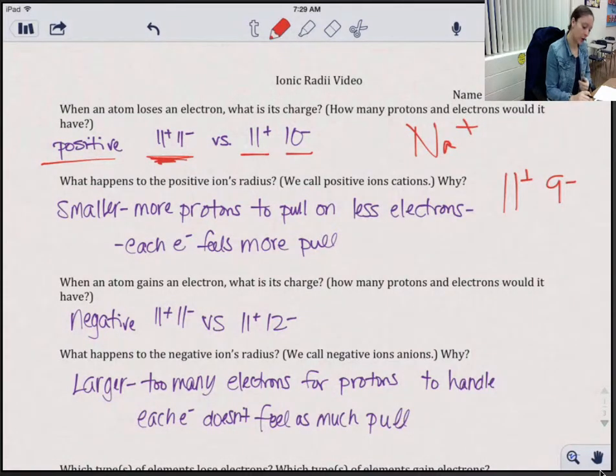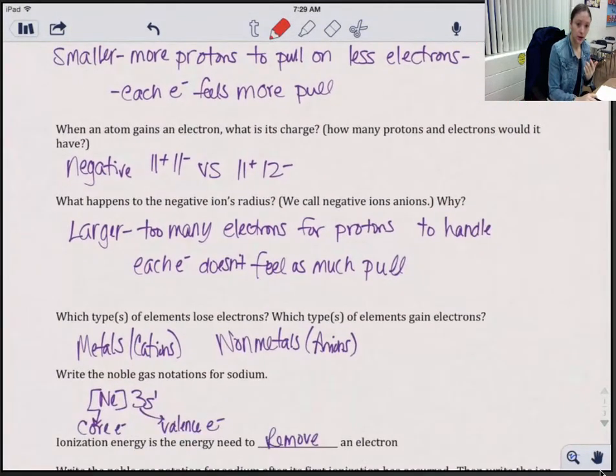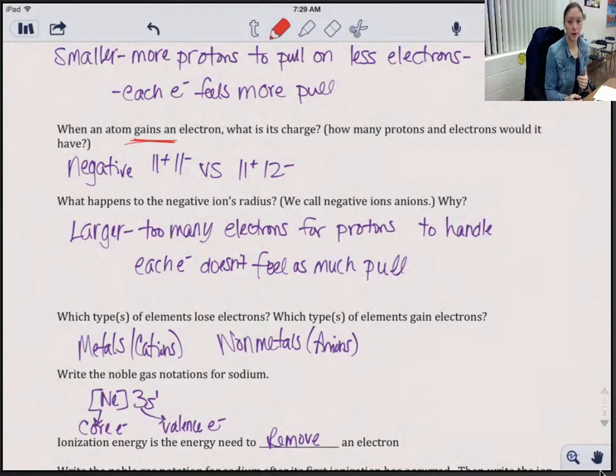All right, now if we go the opposite way, when an atom gains an electron, it's going to become negative. So I'm going to deal with something like F-. Its charge will be negative because I have maybe 11 positives, now I'm going to have 12 negatives. So now I have more negatives than I do positives, so my ion is negative. What happens to the ion radius? They actually become larger.